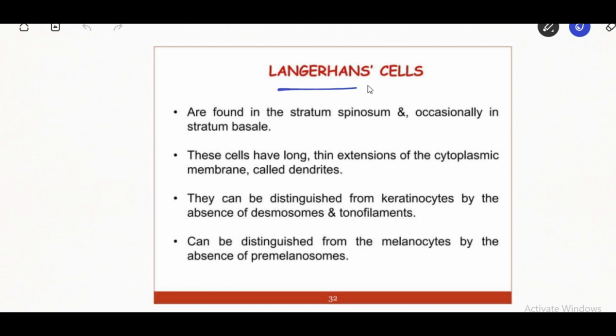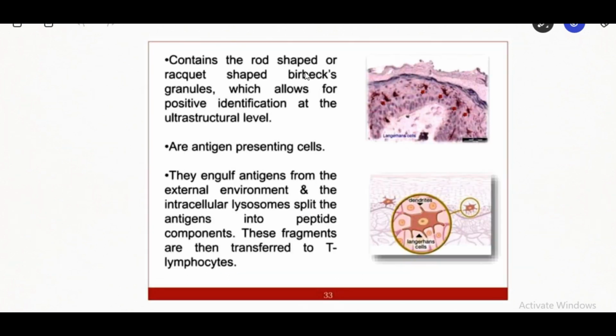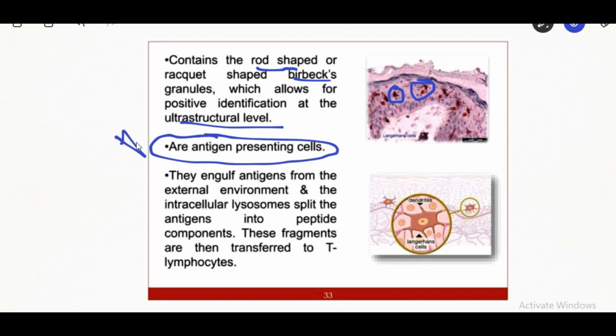The Langerhans cells are found in the stratum spinosum and occasionally in the stratum basale. These have long thin extensions of cytoplasmic membrane that are dendrites. They can be distinguished from keratinocytes by absence of desmosomes and tonofilaments. The important point is that Langerhans cells contain Birbeck granules. They contain rod-shaped or racket-shaped Birbeck granules that allow for identification at the ultrastructural level. From your entrance exam point of view, you have to remember these cells contain Birbeck granules.